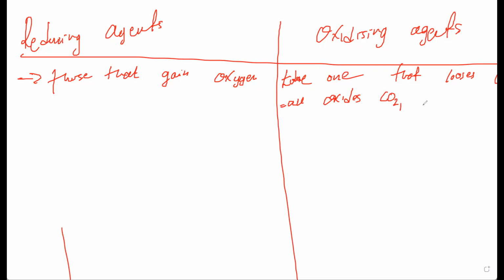CO2, CaCO3, Fe2O3. Those are other examples of oxidizing agents. We have oxygen gas, which is called O2. Oxygen gas is called what? O2.